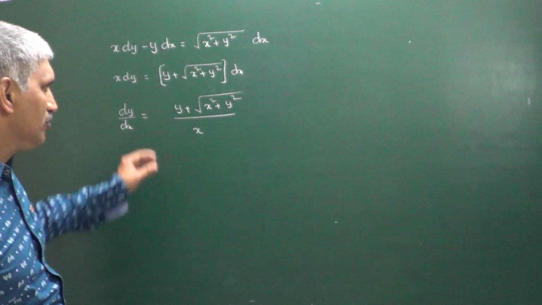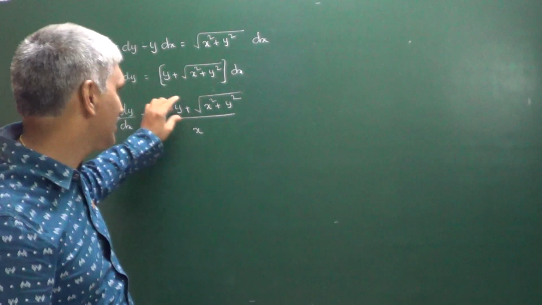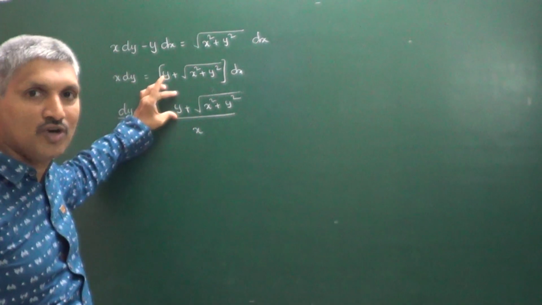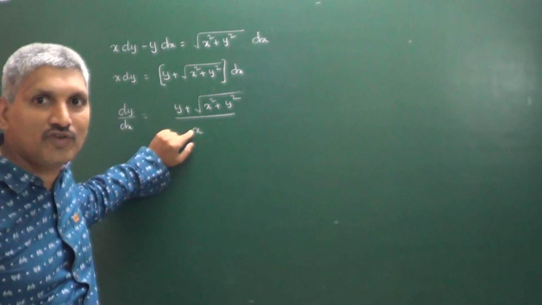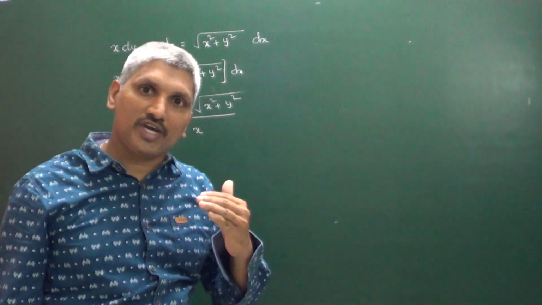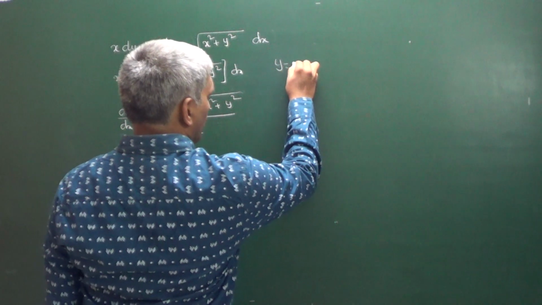Very clear. Numerator is a homogeneous function of degree 1, because here x² will come outside as x. Numerator is a homogeneous function of degree 1. Denominator also a homogeneous function of degree 1. So it is a homogeneous differential equation. We can solve by taking the substitution y = vx.